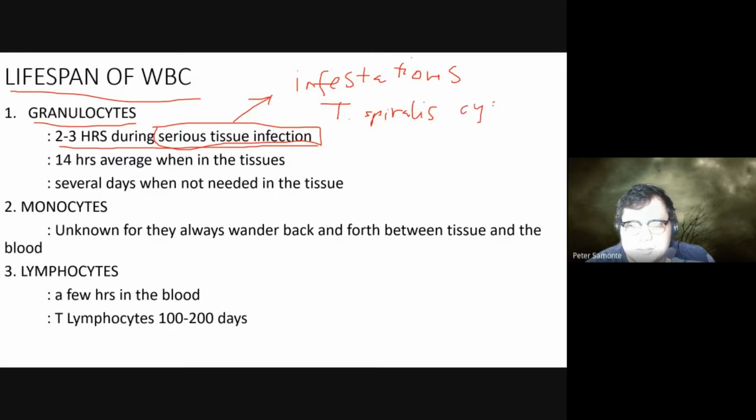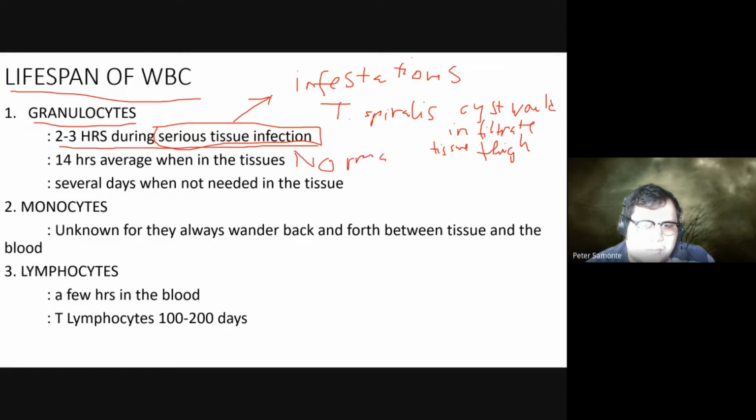the cysts would infiltrate the tissue, specifically yung thigh tissue nyo. And in that case, your granulocytes would have shorter lifespan kasi hindi nila kagad mapatay, and they would also be destroyed along. Now, on average when they are normal to class, normally found in the tissues, they have a 14-hour lifespan. Then when they are not needed in the tissue, they could live for as long as several days.